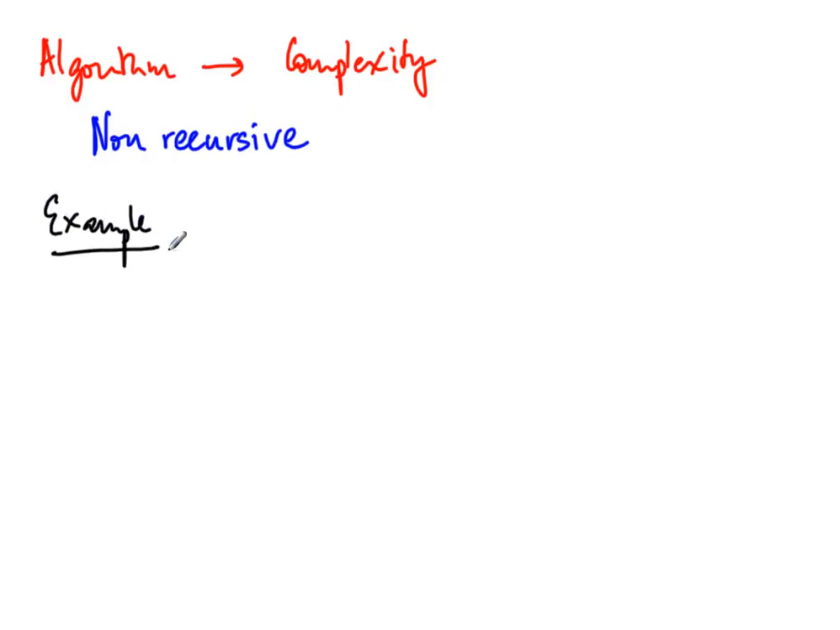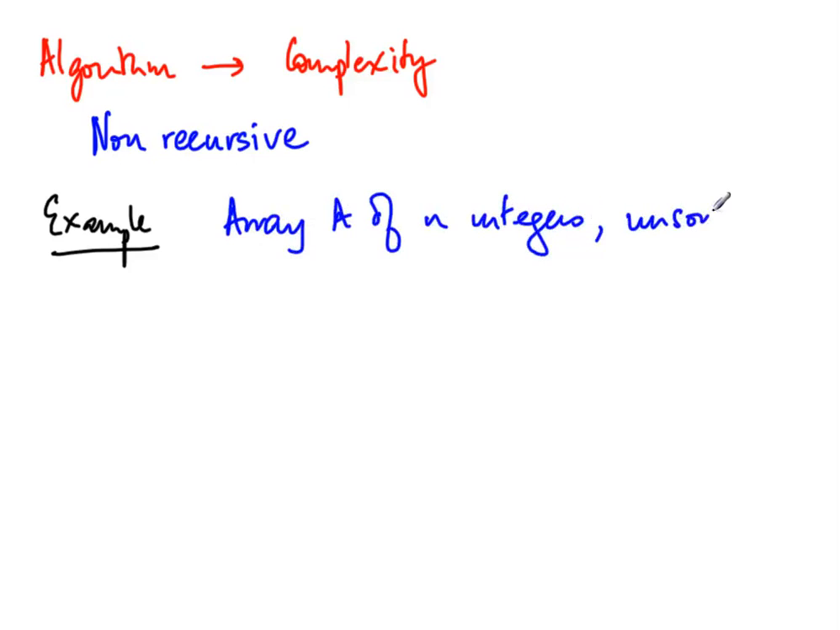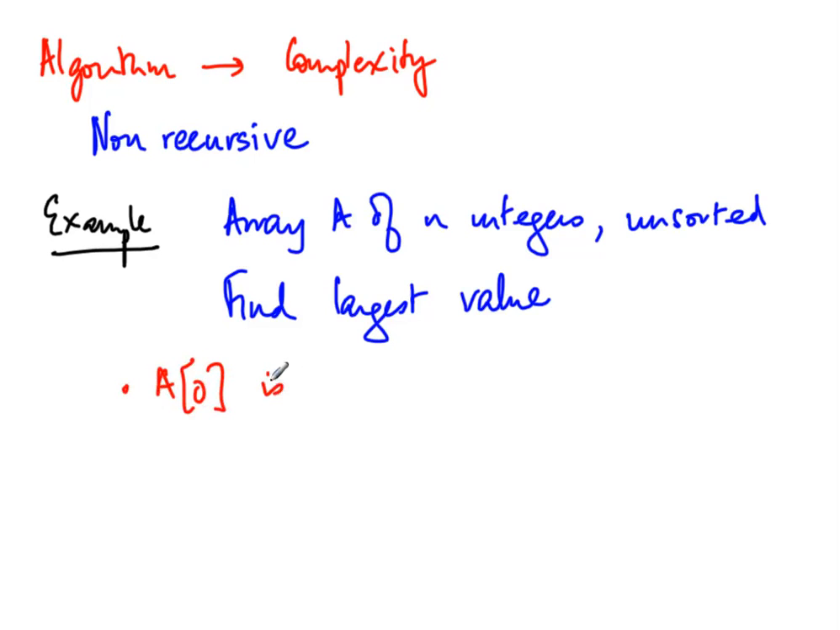is that we are given an unsorted array A of n integers, and what we want to do is find the largest value in A, not necessarily the position. We can get the position also, but we just want to find the largest value. So what we do is we assume that A0 is the largest value, and then you scan the remaining.